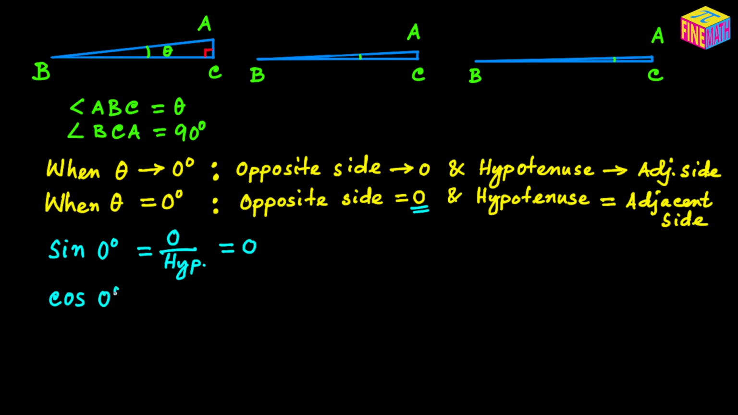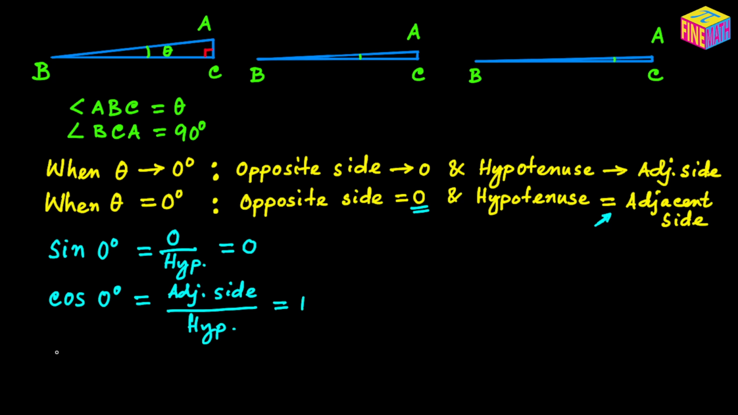And similarly, what would be cos 0 degree? Cosine of 0 degree would be equal to adjacent side by hypotenuse. Now you see the adjacent side and hypotenuse are equal when theta becomes 0. So let me write it down. It will be adjacent side divided by hypotenuse. You see, the adjacent side and hypotenuse both become equal when theta is 0 degree, right? So that means equal divided by equal, that will give you a value of 1.